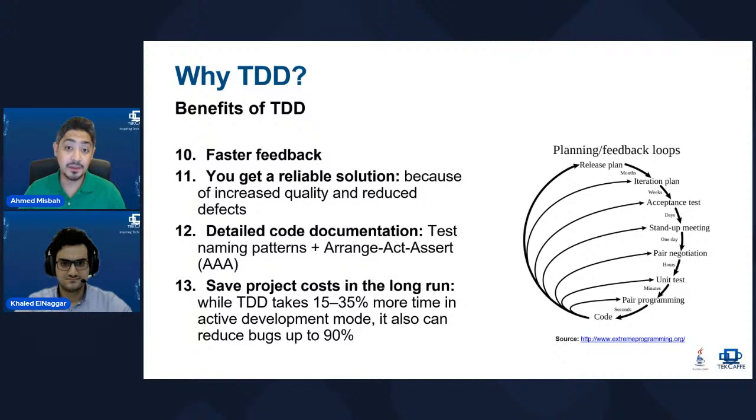TDD promotes faster feedback. Agile software development is all about sooner feedback. Extreme programming has the concept of feedback loops, which we can see here on the right. So we can see that with unit testing, you get feedback every few minutes because it tells you if your tests are passing or not. You get that feedback every few minutes from the tests. You get a more reliable solution.